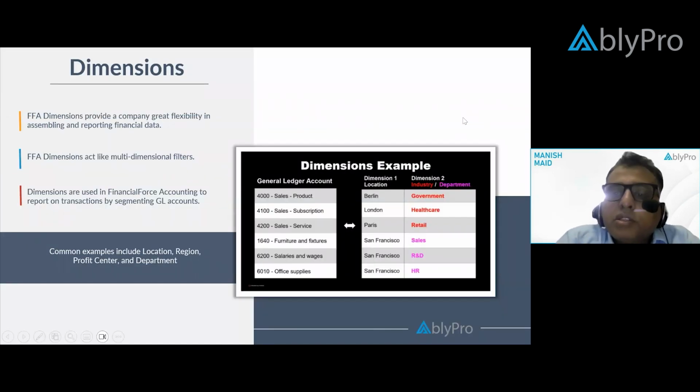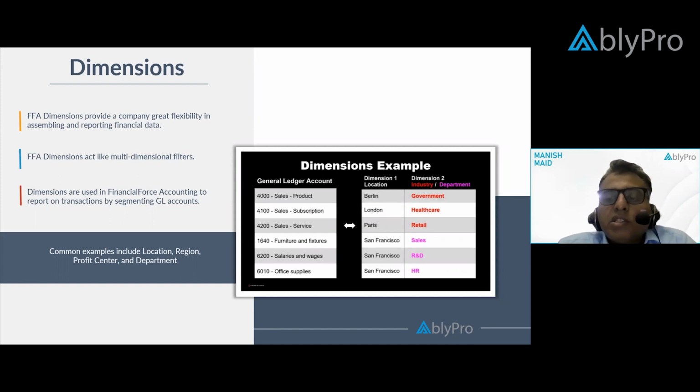Now, dimensions. Dimensions is a unique feature. Dimension is nothing but a characteristic. If you ask me, I will call it a characteristic of a particular account, a particular payable invoice, a credit note. It gives you an enhanced feature on that particular transaction. I will just go through this definition here. FFA dimensions provide a company great flexibility in assembling and reporting financial data. Absolutely correct. They allow us a greater structure, greater reporting abilities, greater filtering abilities, actually, if you ask me.